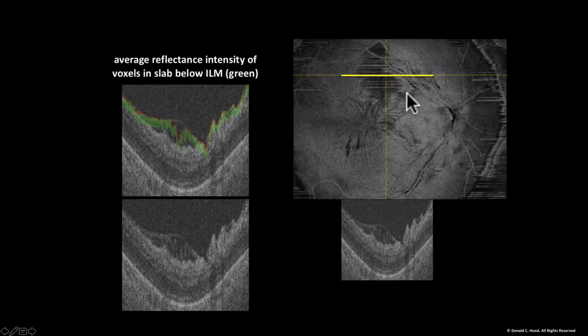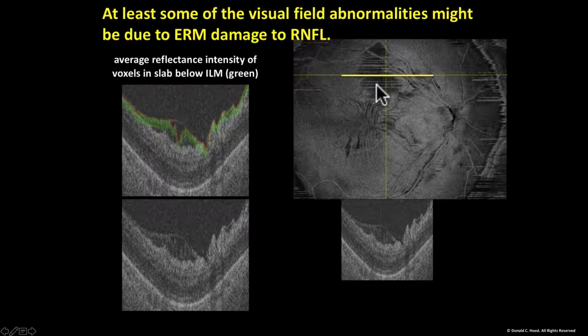So the way we get these en face images is we take the segmentation from the machine of the inner limiting membrane vitreous, and then we average a region, in this case 50 microns below that. So any break in the retinal nerve fiber layer or any break between the epiretinal membrane and the retinal nerve fiber layer will show up as dark. So in this particular case, at least some of the visual field abnormalities might be due to the epiretinal membrane damage to the retinal nerve fiber layer, because you can actually see damage is taking place here.